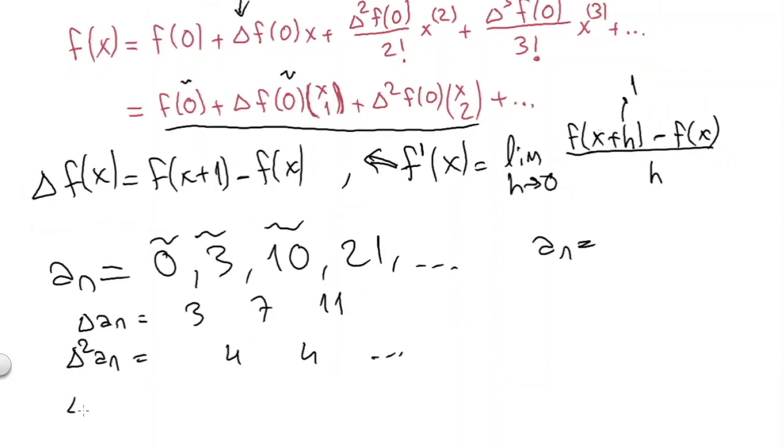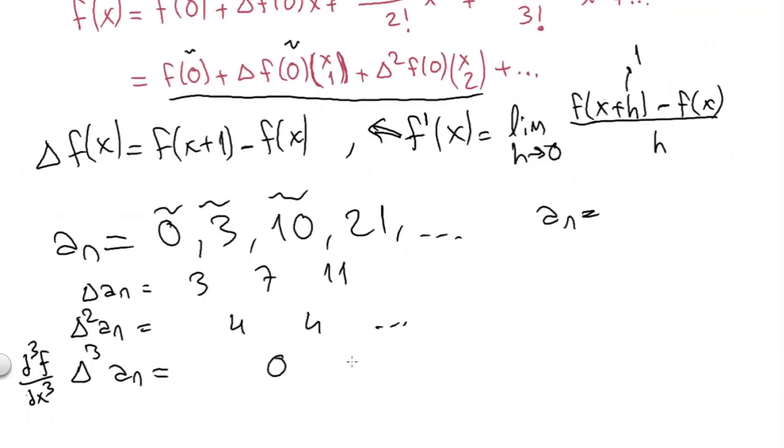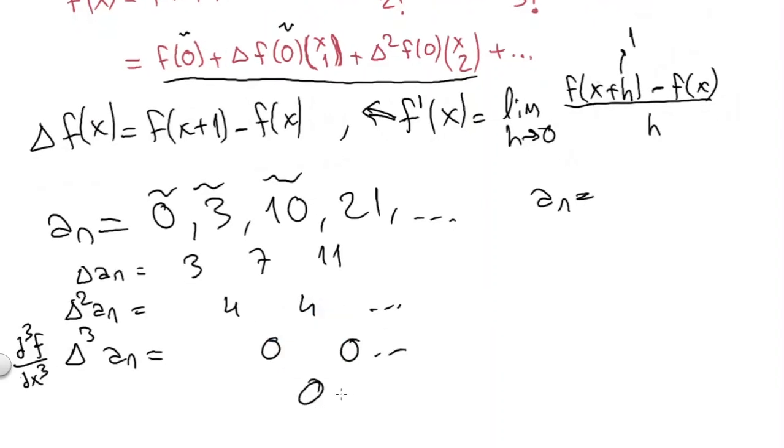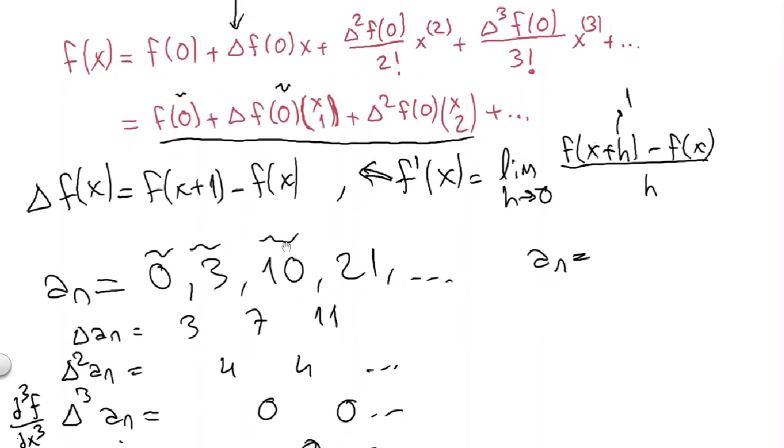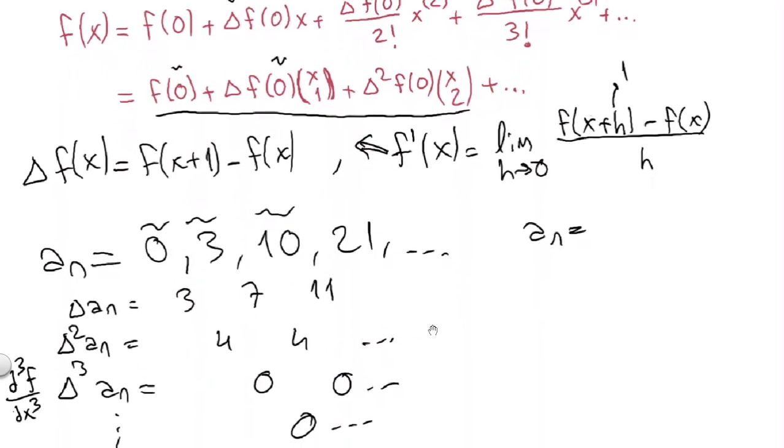If I take it again, delta cubed a_n, I'm taking third differences of a_n. This is like d cubed f over dx cubed. Anyway, if I do it again, it's just going to give me zeros, because if you reach the constant row, all of the next rows are just going to be 0. Anything below is just going to be 0. Therefore, we can just stop here.